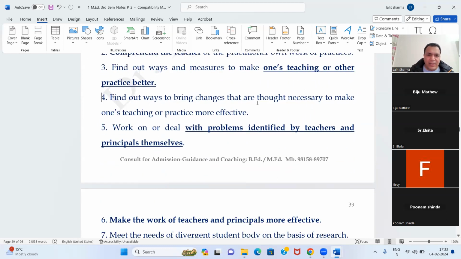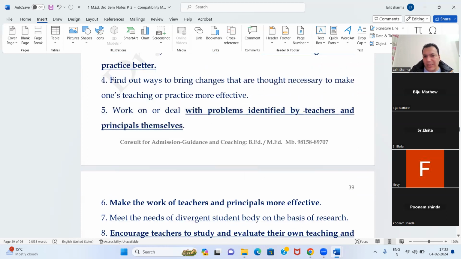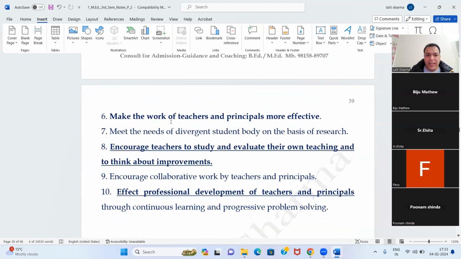And you know, action research's next aim is to find out the ways to bring changes that are thought necessary to make teaching and practice more effective. Work or deal with problems identified by the teacher and principals by themselves. ये देखो आ गया ना, teachers and principals themselves. Make the work of teacher and principal more effective. ये देखो, due to the action research.